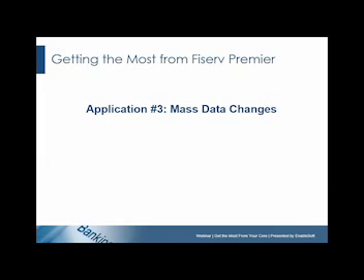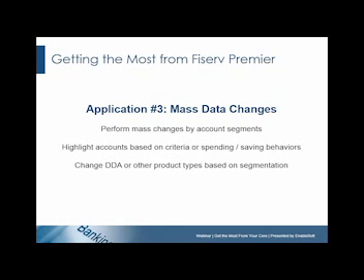And then the third application, that third way to get the most from Fiserv Premier, is by automating mass data changes. Mass data changes until now had to be made in sort of an all or nothing way. Today with digital employees, though, we can make specific changes to segments of our database automatically.